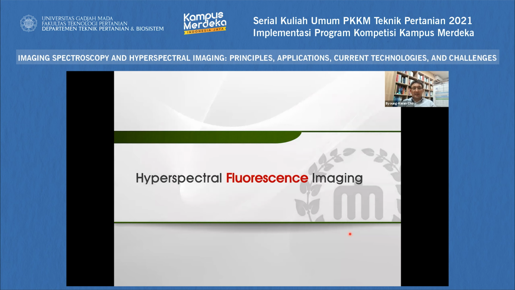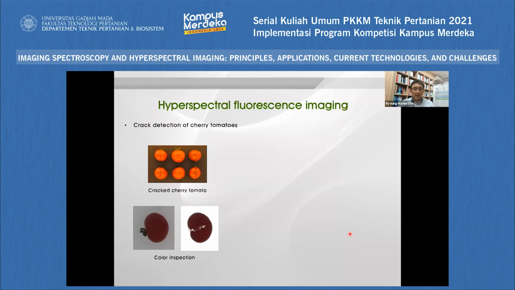All right. I discussed hyperspectral reflectance imaging. Now, let's think about hyperspectral fluorescence imaging. So we use fluorescence imaging for crack detection of cherry tomato. Okay, let's see this image.